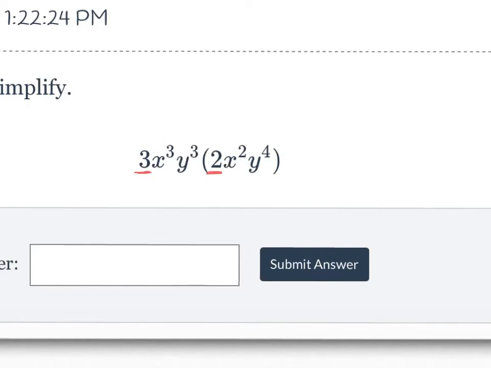The coefficients, just do 3 times 2, okay? That's 6. What's the rule for exponents when you multiply? You add. So 3 plus 2, that would give me x to the 5th. Then I do my y's. They have to be the same base. 3 plus 4, that would be y to the 7th. Very easy.